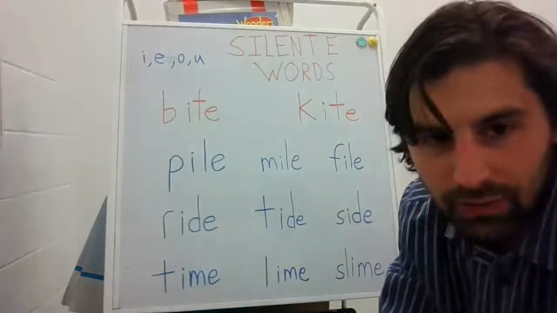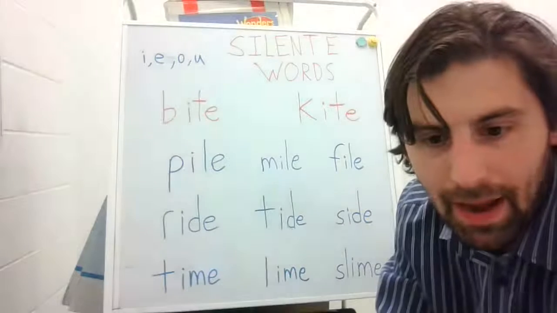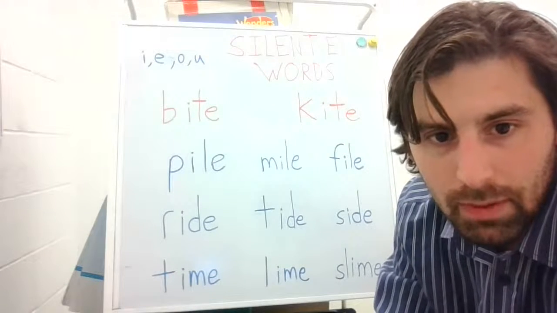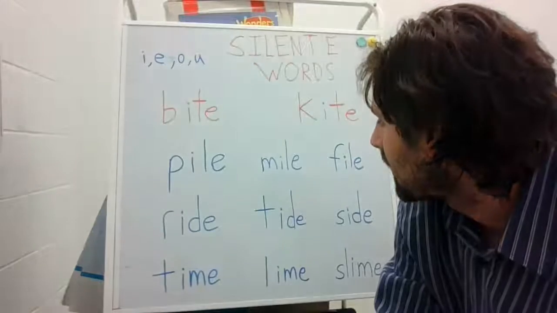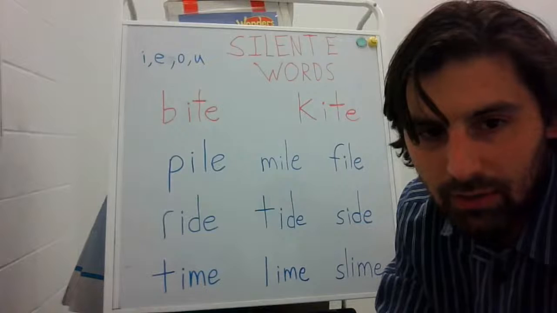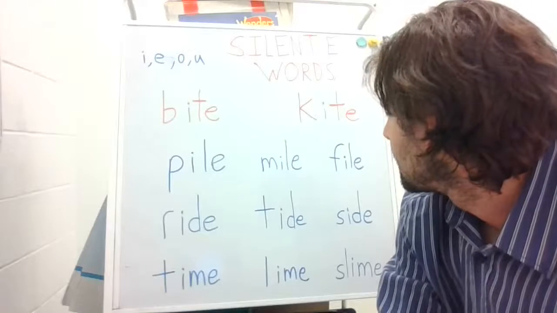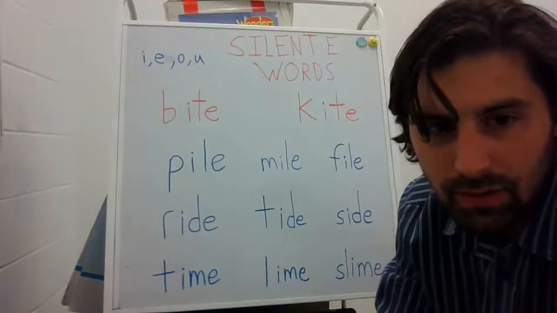Pile is just a bunch of things that are grouped together. It could be a pile of garbage. It could be a pile of papers. Could be a pile of anything. Mile, that's a distance. It's the equivalent of 4 laps around the track. File. Every saved document on the computer is considered a file.